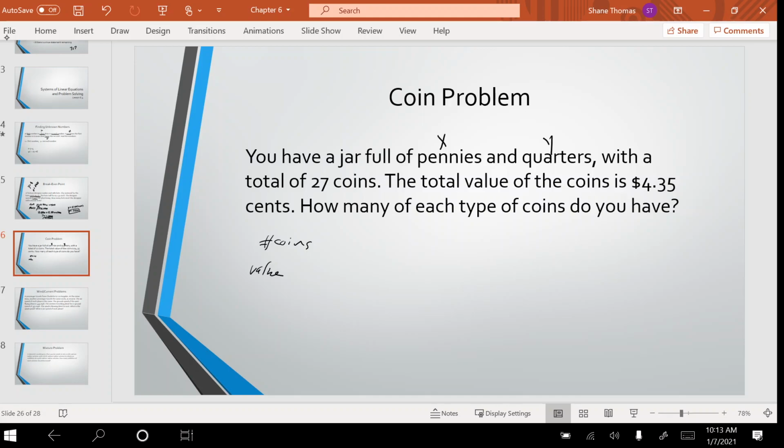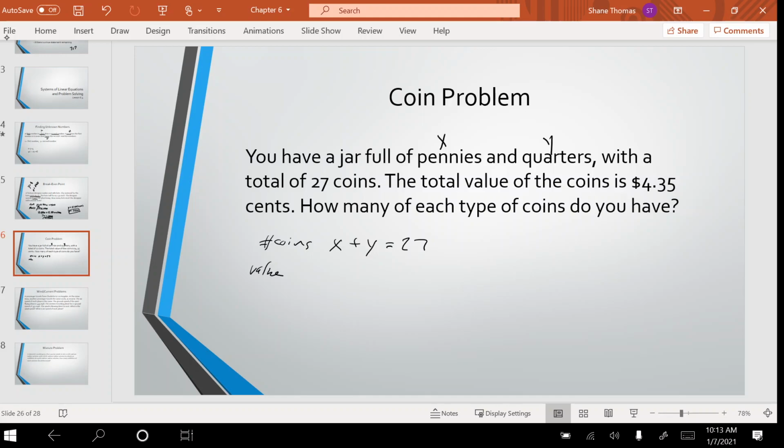How many coins do I have total? I got 27. Okay, 27 coins. So the number of pennies plus the number of quarters is going to be equal to 27. That's the easiest equation there is. It's going to be X plus Y equals whatever. Unless, I mean, they might sometimes throw in and say you have like twice as many pennies as quarters.